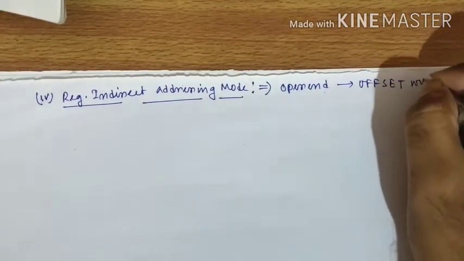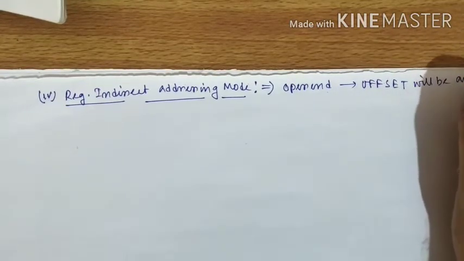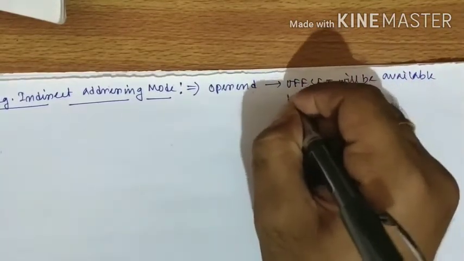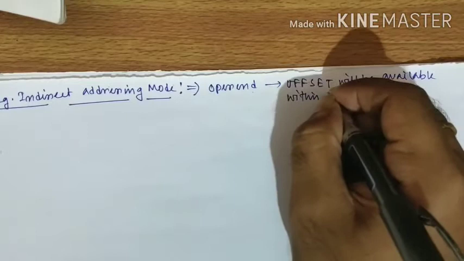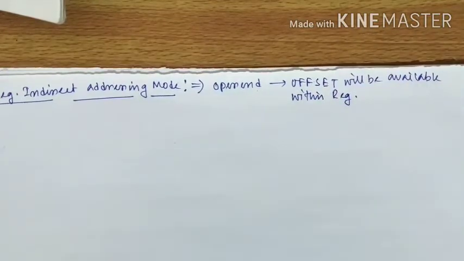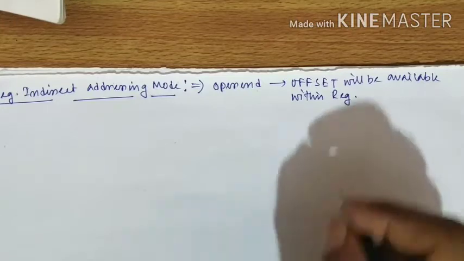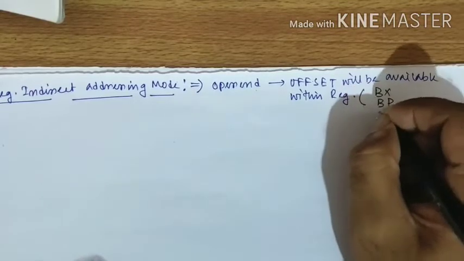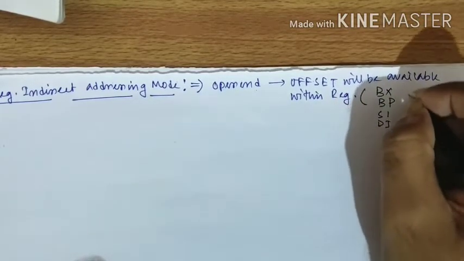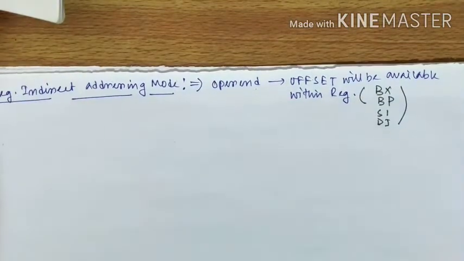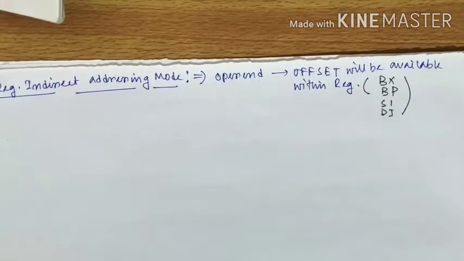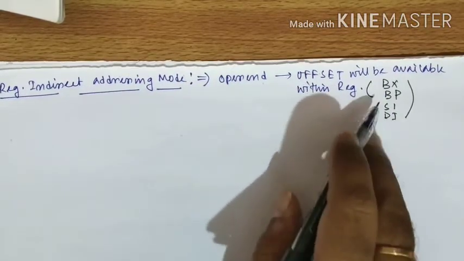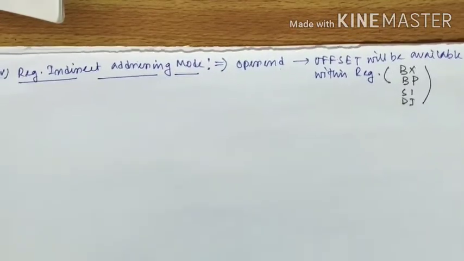This offset will be available within registers. Now the question is, what are the registers that we can use here? That is BX, BP, SI and DI. So these are the registers that will be used to represent offset. That is what is called register indirect addressing mode. The offset will be indirectly present within this kind of registers. So the example will be very simple.